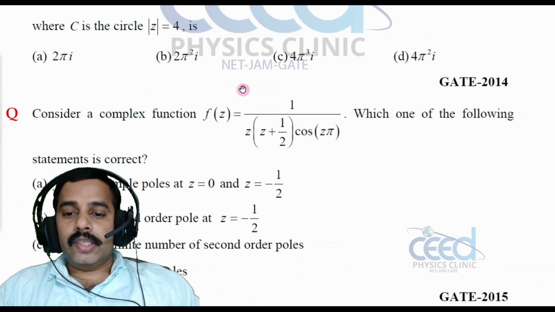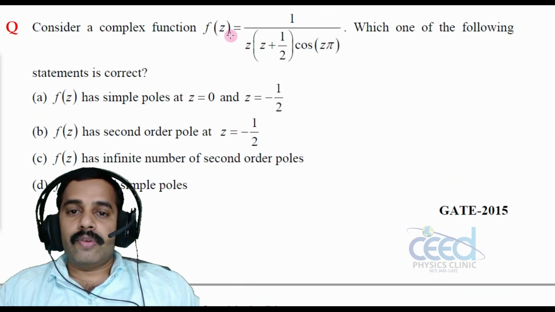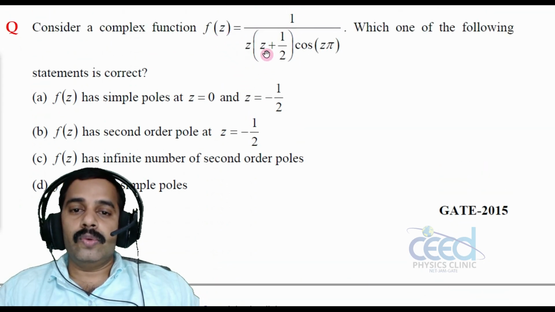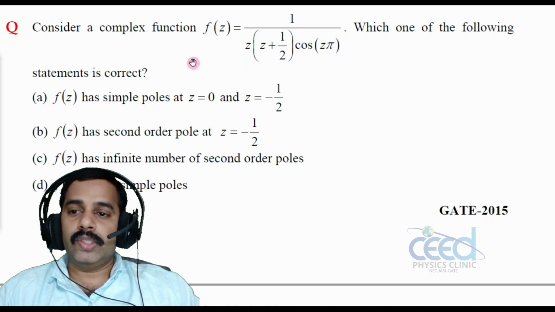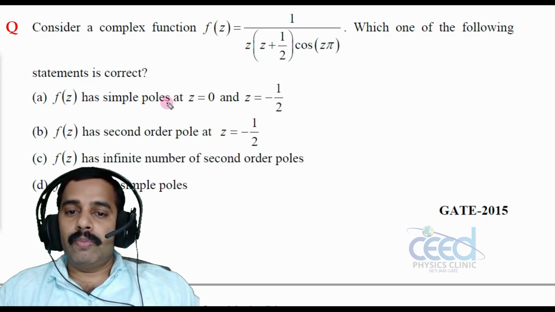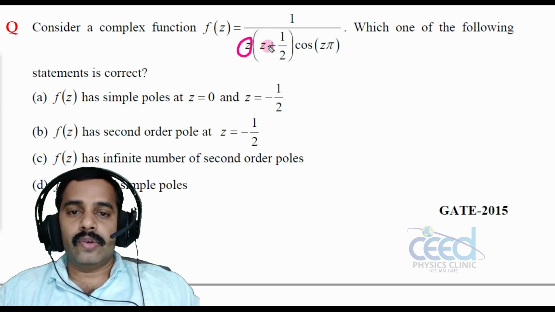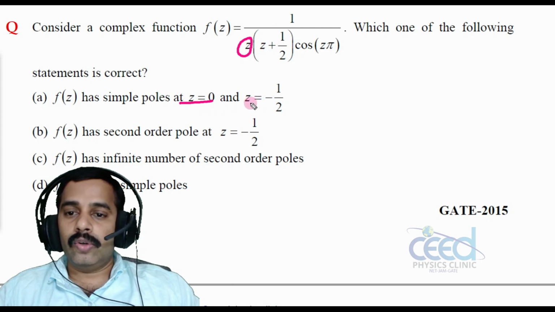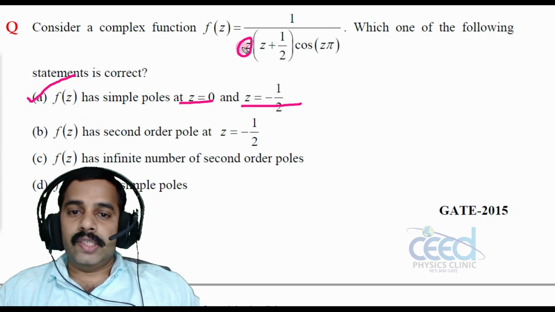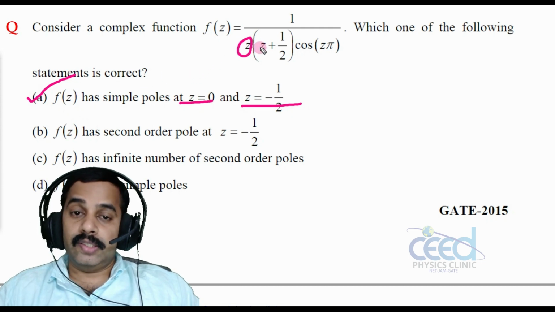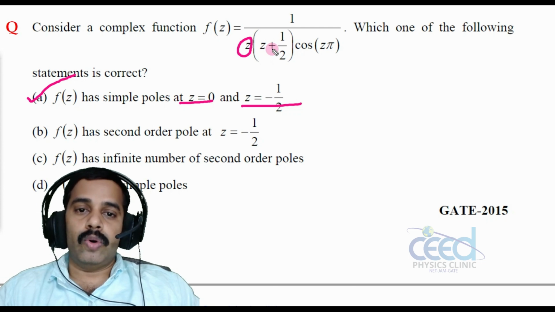Now we have another question here. Consider a complex function f of z equals 1 by z into z plus 1 by 2 into cos z pi. Which one of the following statements is correct? So z equal to 0 is a pole, because at z equal to 0 this function blows up. So z equal to 0 is a simple pole. Z equal to minus 1 by 2, that is also a simple pole, right?